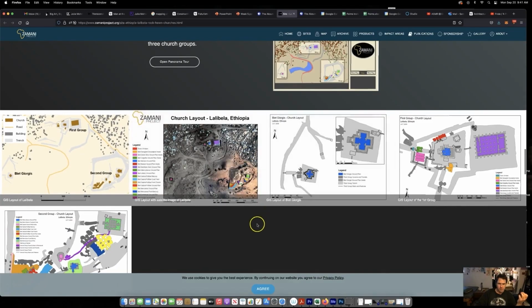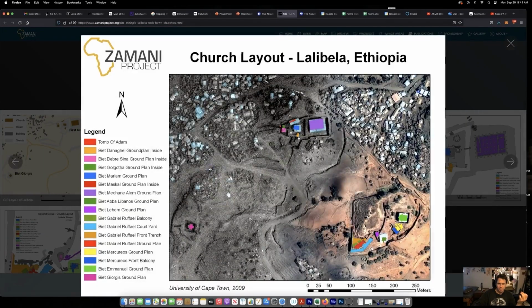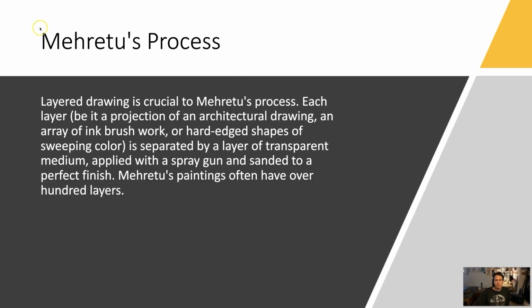So this is an image of some of the different layouts of Lalibela. Here we have St. George and some of the different areas. So this is a good aerial view, an aerial map, which is a lot of what Julie Mehretu is inspired by. Mehretu's process.